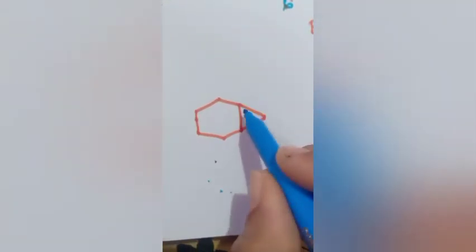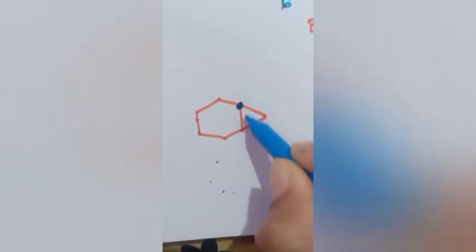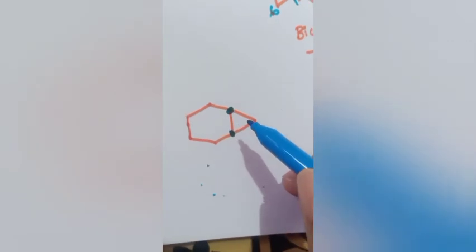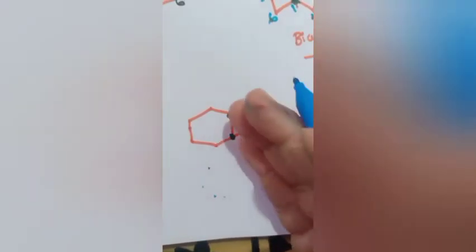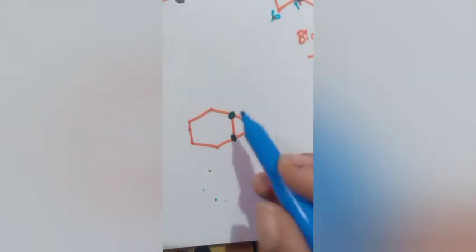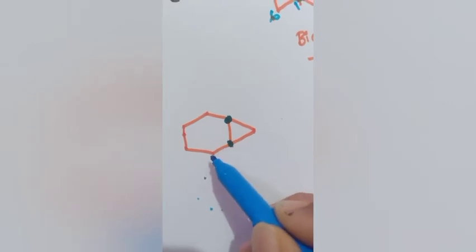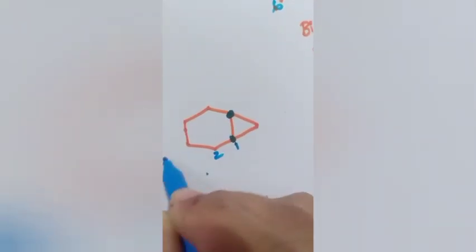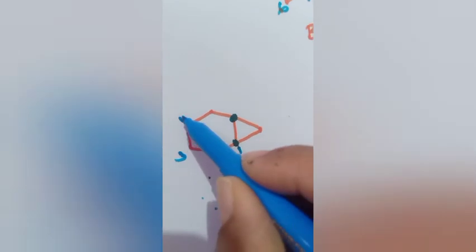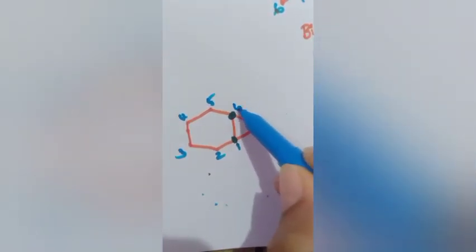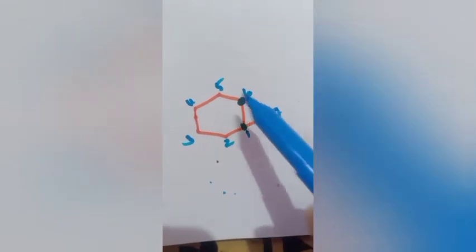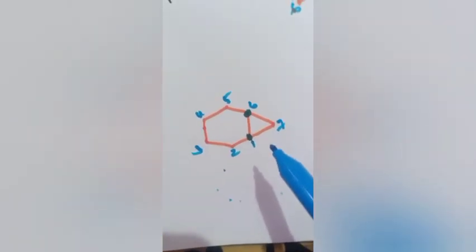So now, first the most important thing is we have to identify the bridged carbon atoms. Then we have to number this compound starting from the side that has more carbon atoms. Here only 1 carbon atom is present, but here there is 1, 2, 3, 4. So we have to give numbering from this side: 1, 2, 3, 4, 5, 6, 7. That means there are 7 carbon atoms.